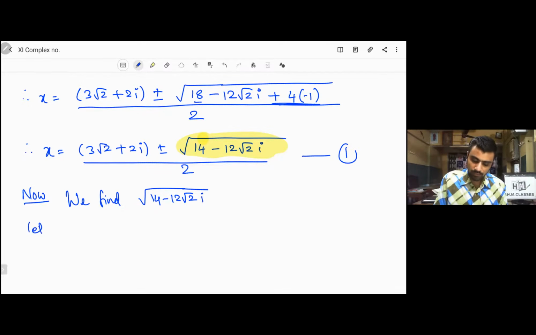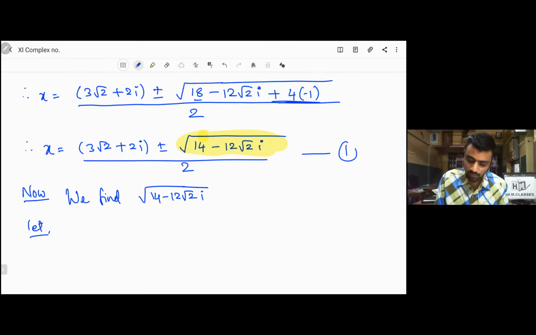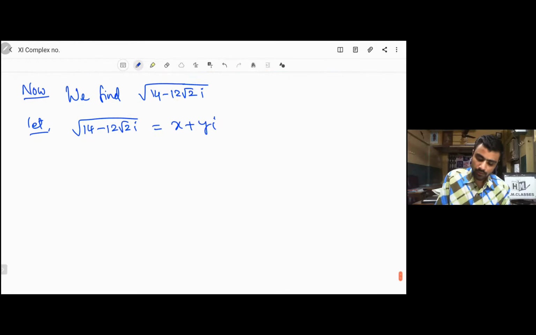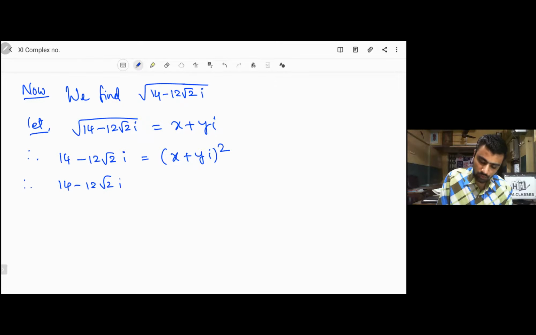So चलिए आइए उस previous type के question में, square root ढूंढने वाले question में. Let the square root of 14 minus 12 root 2i is equals to x plus yi, and therefore this is square root. If you transform the right hand side, this becomes square. So 14 minus 12 root 2i is equals to (x plus yi) whole square. Therefore 14 minus 12 root 2i is equal to whole square, expand करिए, x square plus 2xyi plus y square i square.